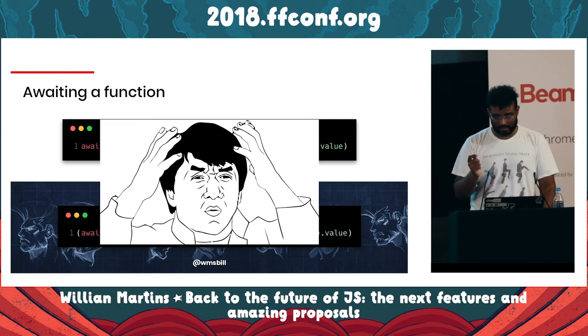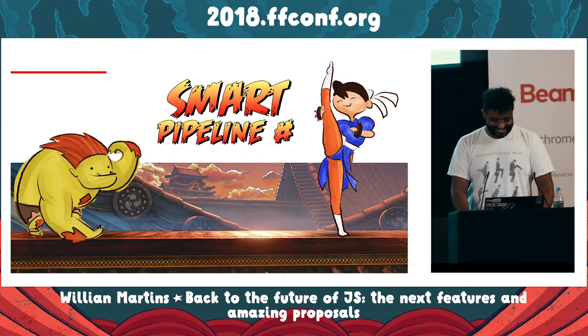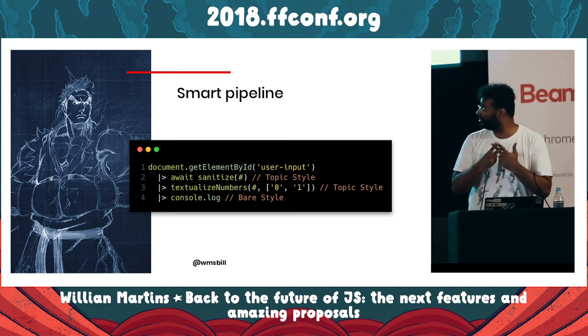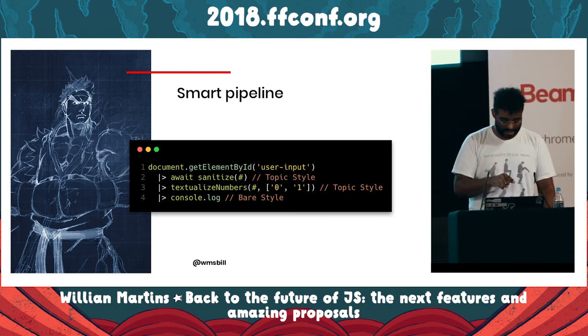So to show you how the TC39 is planning to address those issues, I want to show you the two competing proposals. The first one, Smart Pipeline. The Smart Pipeline proposal of that previous example has two use cases. Whenever you need to use parentheses or square brackets, we use the topic style, which has this sharp as a token, which points to the topic of the previous step. And whenever we don't need anything of this, because the function is just straightforward with one parameter, you can use the bare style, which is in line 4.